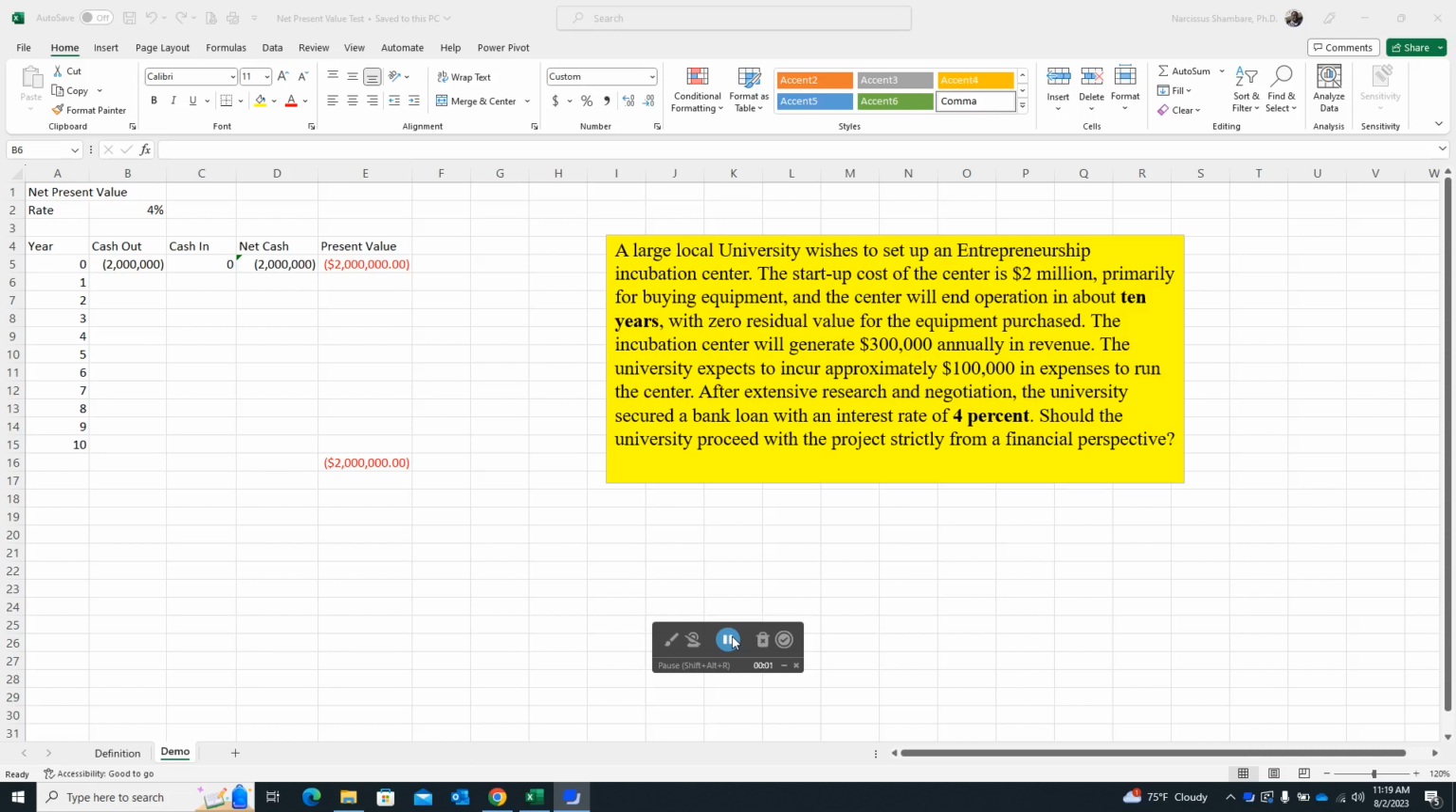Hello, welcome to a demonstration on how to perform a net present value. Net present value is a very important concept that is largely used for the purpose of determining whether to proceed with a project or not, or proceed with an investment or not.